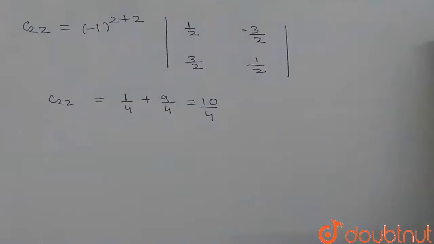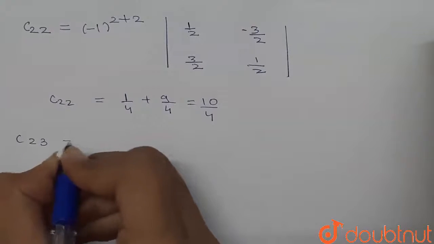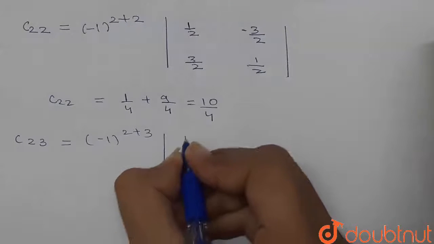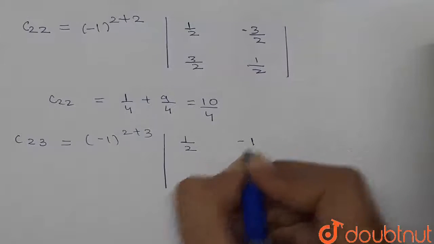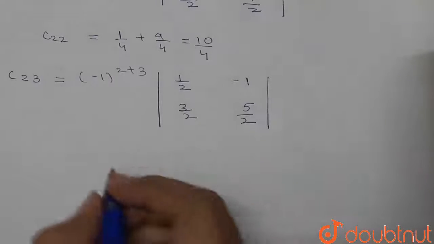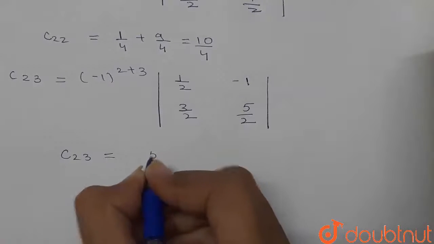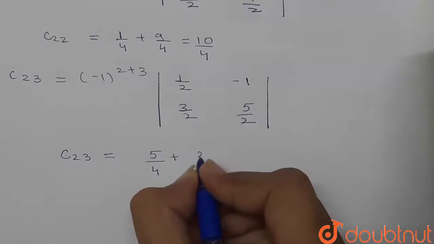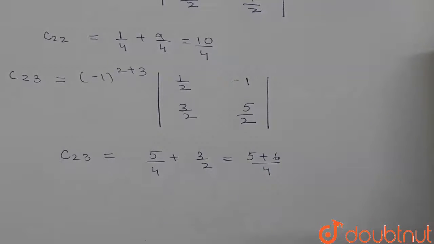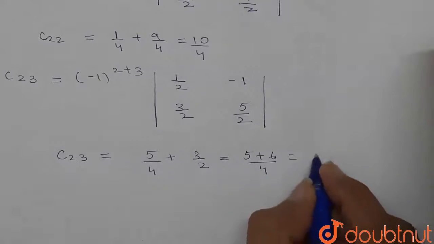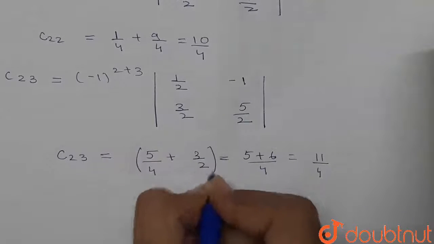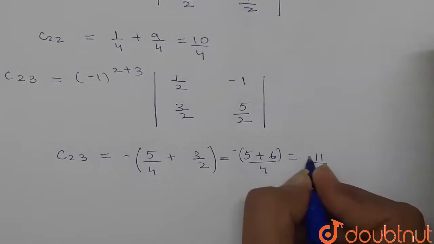Now C23. C23 will be equal to minus 1 to the power 2 plus 3, leaving second row and third column, determinant of the other terms, that is 1 by 2, minus 1, 3 by 2, 5 by 2. So that will be 5 by 4 plus 3 by 2, that is 5 plus 6 divided by 4, that is 11 by 4. But the minus sign is there because power is odd, so this is minus 11 by 4.